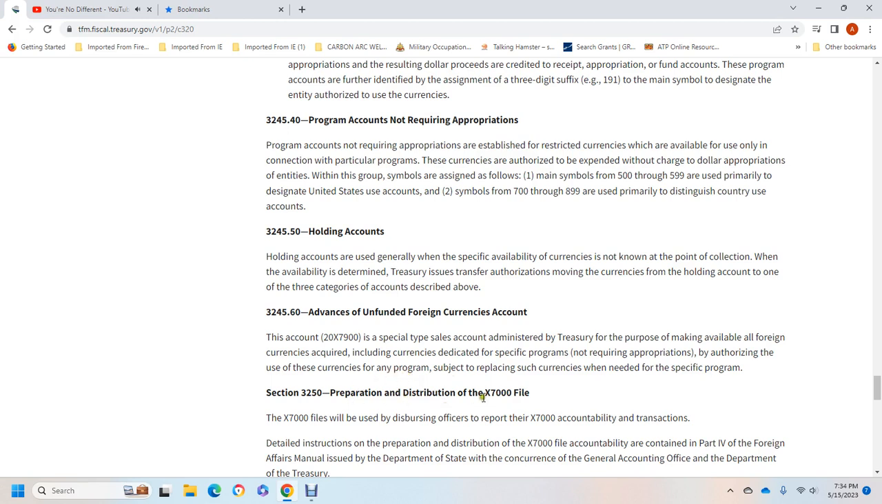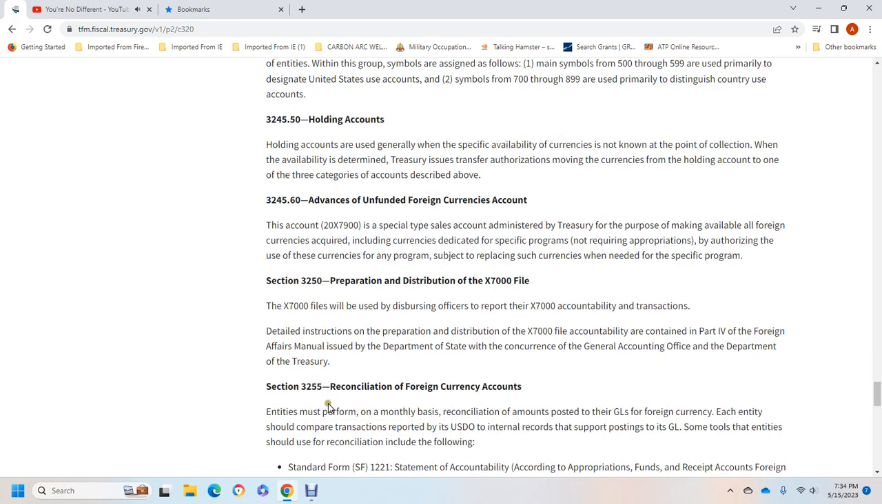3250 Preparation distribution X7005 with disbursing officer report of the X7000 accountable transaction detail instruction. Preparation distribution X7000 accountability contained in part 4 of the Foreign Affairs Manual, issued by the Department of State with the concurrence of the General Accounting Office and the Department of Treasury.